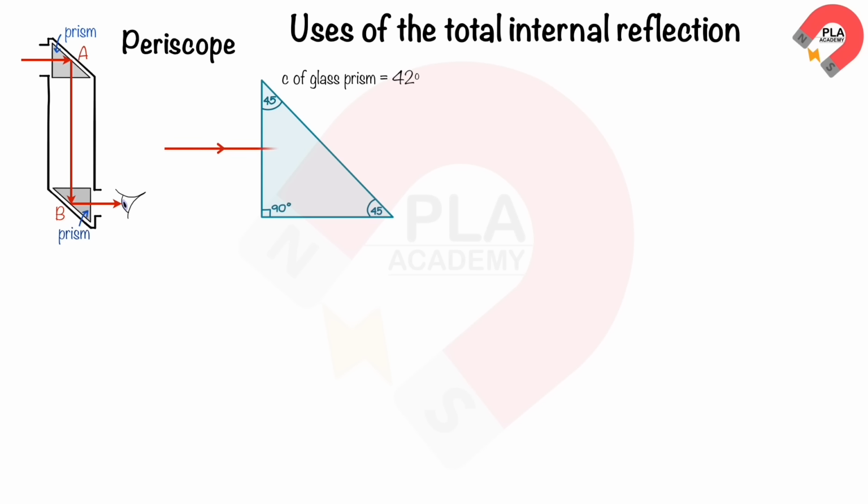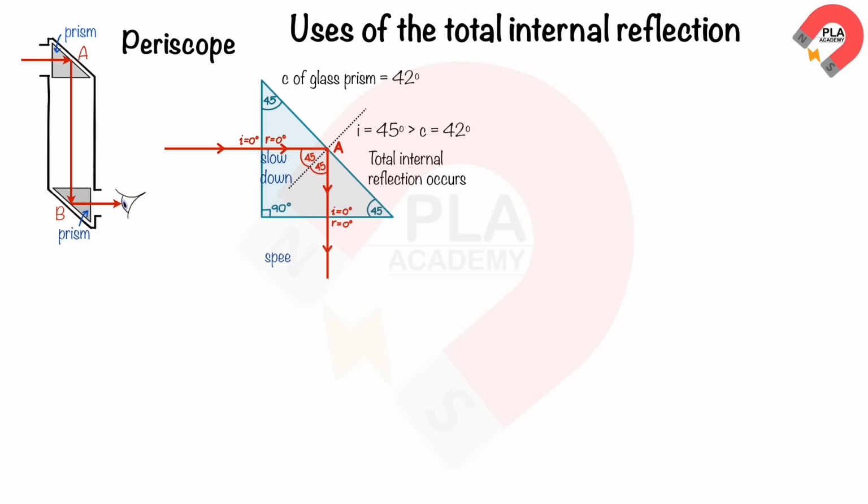As the light ray travels from air to glass at the angle of incidence of 0, the light slows down, but does not change direction. The light ray reflects at the point A with the incident angle of 45 degrees, which is greater than the critical angle of glass, 42 degrees. This causes the light ray to undergo total internal reflection. As it leaves the prism, it speeds up, but does not change direction.